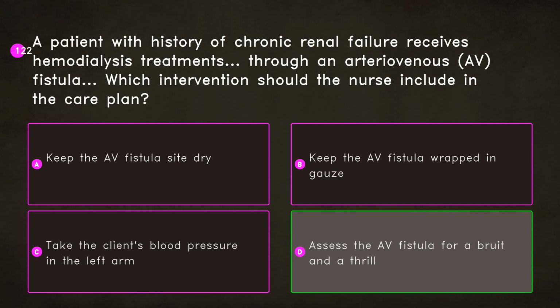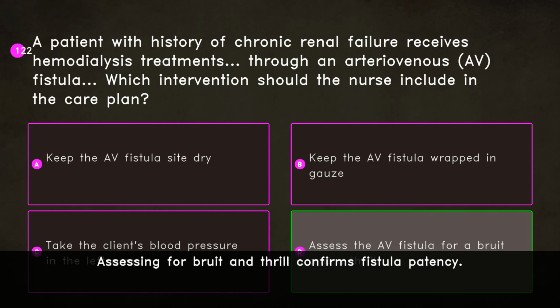The correct answer is assess the AV fistula for a bruit and a thrill. Assessing for bruit and thrill confirms fistula patency.